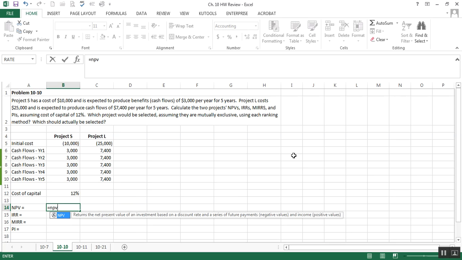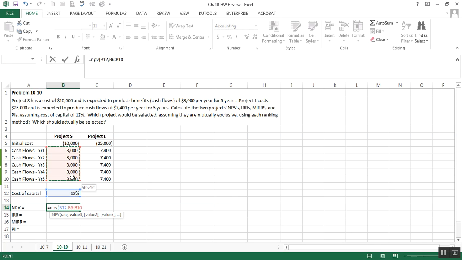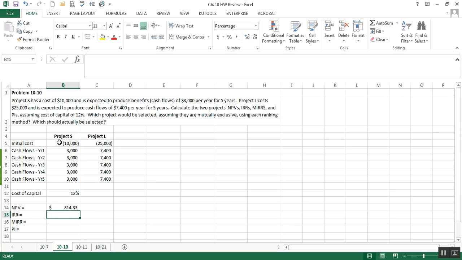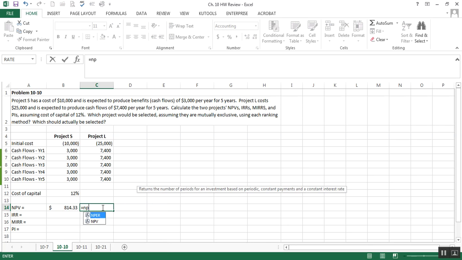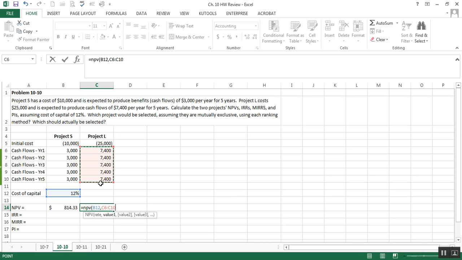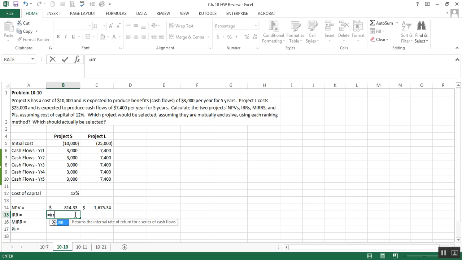First, we'll calculate the net present value at a 12% cost of capital. We're going to look at each of the cash flows and then add in the time zero cash outflow. That gives us a net present value of $814. These numbers are in millions. And then net present value for Project L at a 12% cost of capital. Look at years 1 through 5 and then add in time zero. This one is 1,675.